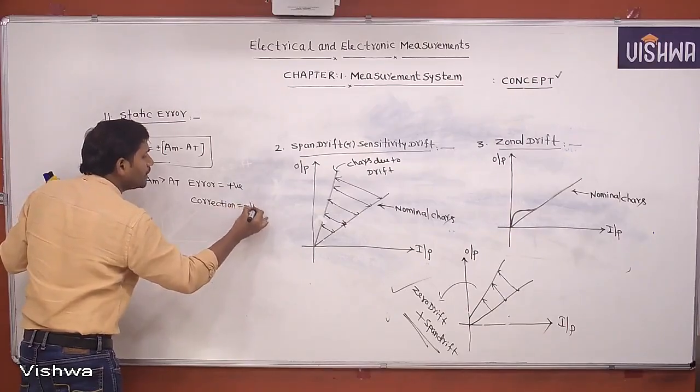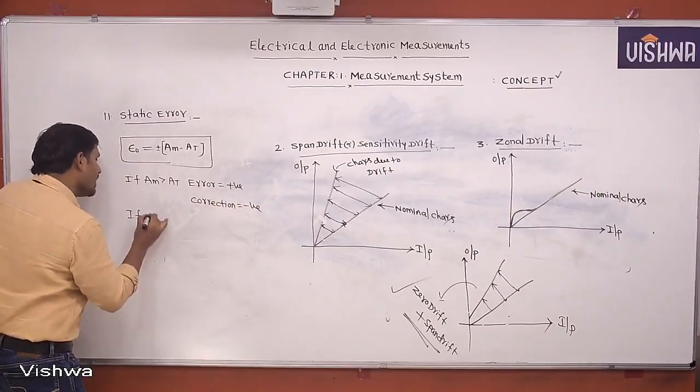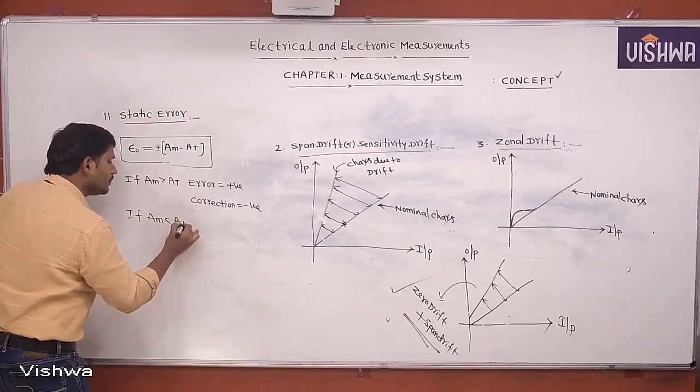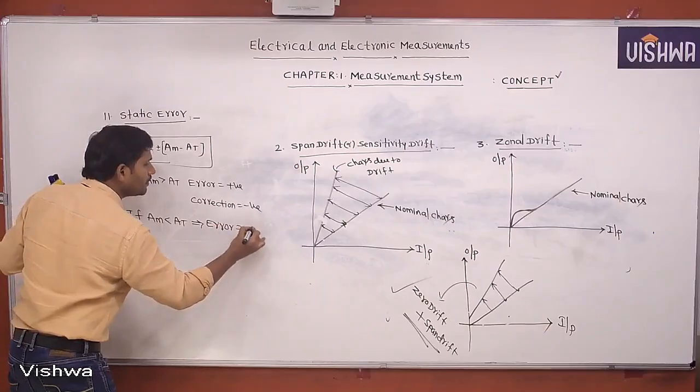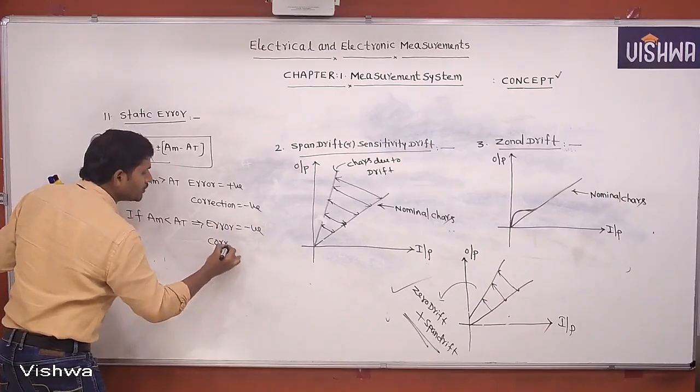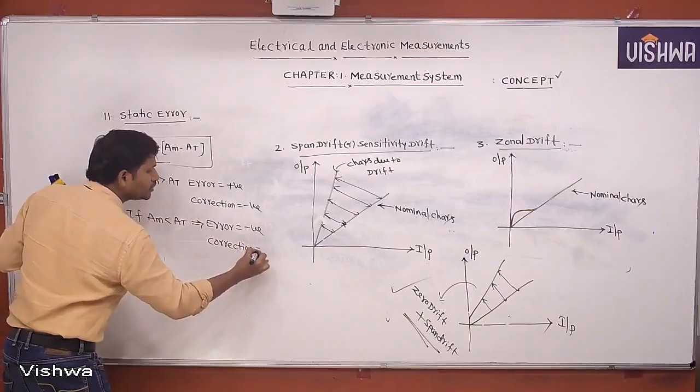If the measured value is less than the true value, then the error is negative. Then the correction should be positive. Correction should be positive.